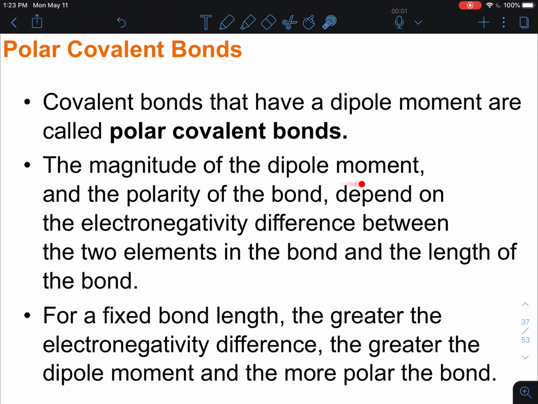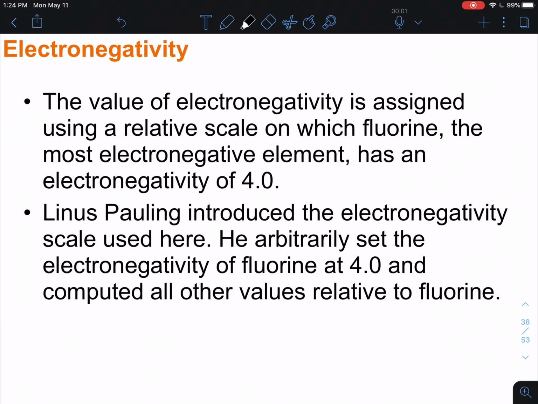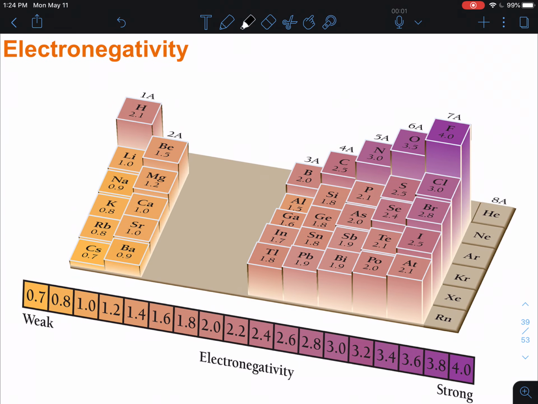The magnitude of the dipole moment and the polarity of the bond depend on the electronegativity difference between the two elements. This is really important. All right, we'll talk about this later on, but let me just show you really quickly the electronegativity trend. I'll jump back into this dipole moment situation later on, but I just want you to see that there's an overall electronegativity trend when we're evaluating elements within the periodic table.